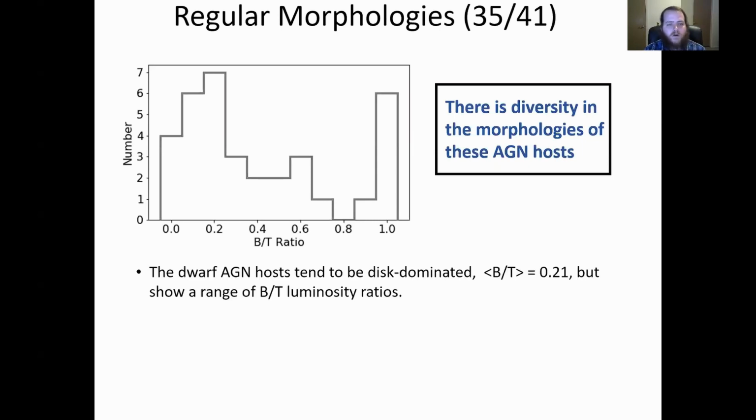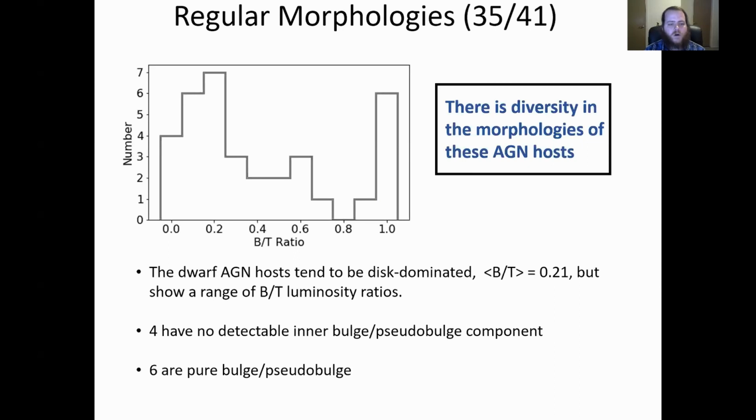What we're seeing in our dwarf galaxies is that they tend to be disk-dominated with a mean bulge to total light ratio of 0.21, but there is a wide range there. Some of the galaxies have a pretty even split between the bulge and the disk, and then some are very bulge dominant. In addition, 4 were best fit as pure disks with no detectable inner component, and 6 were best fit as pure bulge, pseudo-bulge galaxies with no detectable disk component. So that was 35 galaxies in our sample.